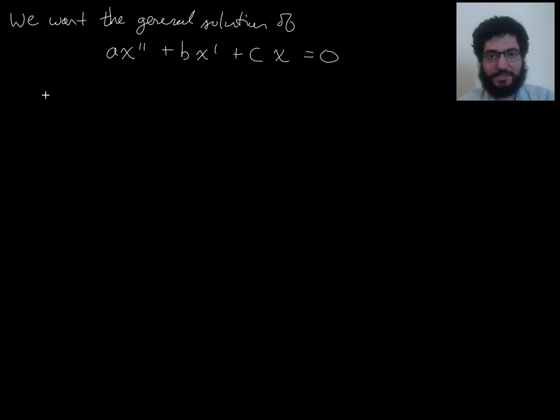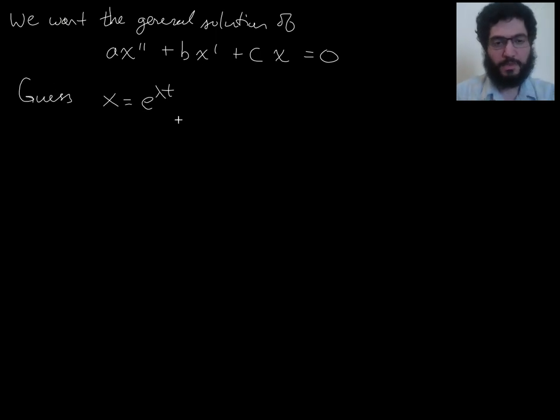Okay, so let me start like I did last time with a reminder of where we are. We want a general solution of a differential equation like this, a second order linear homogeneous differential equation with constant coefficients. And our first step is to make this wonderful guess that seems to get us information every time: x equals e to the lambda t.